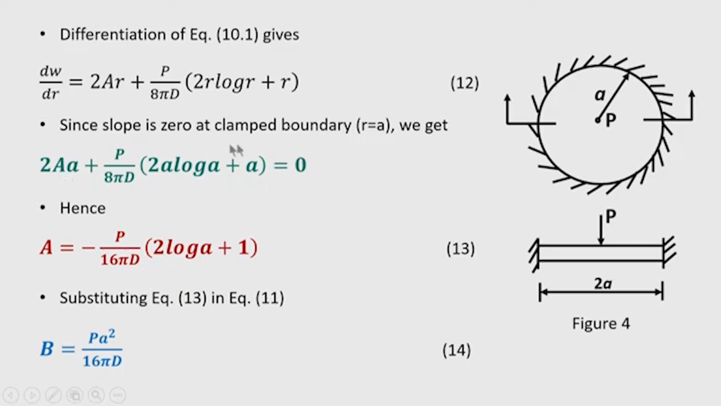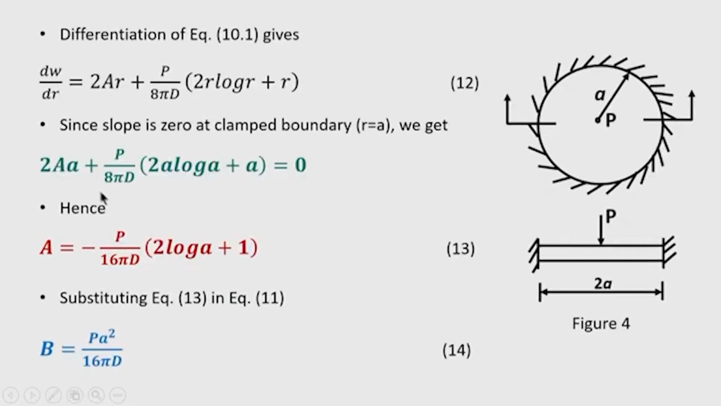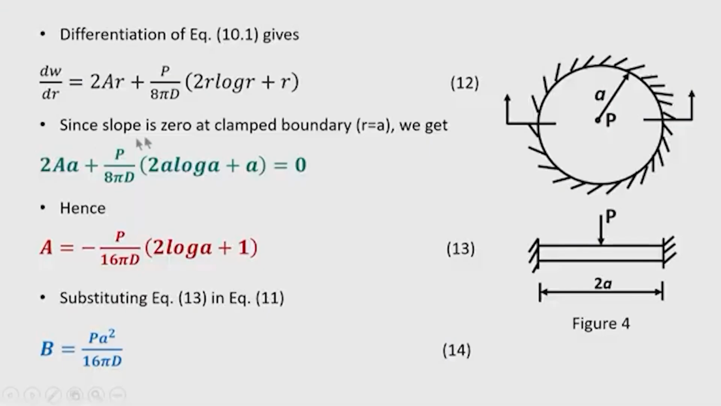This is the condition. So now we get two equations. One is this equation relating a and b here, and here also another equation, but here the b term does not appear, because b is a constant appearing as a sole term, and when we differentiate it, it vanishes. So, in this expression we get 2a plus p by 8 pi d bracket 2a log a plus a equal to 0. Okay.